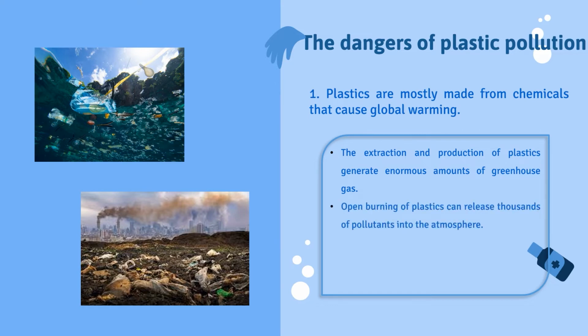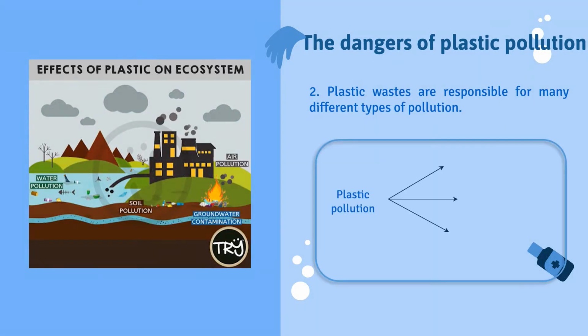Besides, open burning and the breaking down of plastic also discharge thousands of pollutants into the atmosphere and the oceans. For that reason, plastic waste is to blame for many different types of pollution, namely air pollution, water pollution, and soil pollution. As plastics break down in the soil, it also goes deeper underground and then causes groundwater contamination.